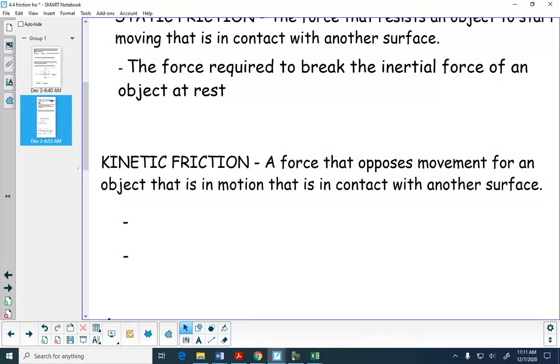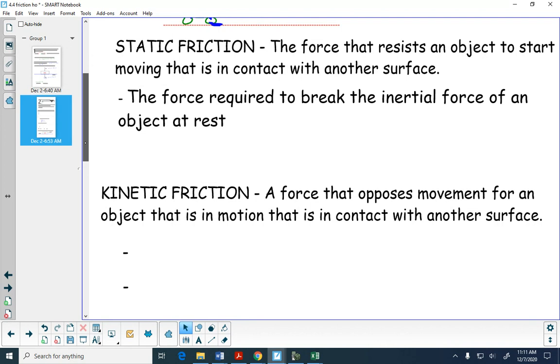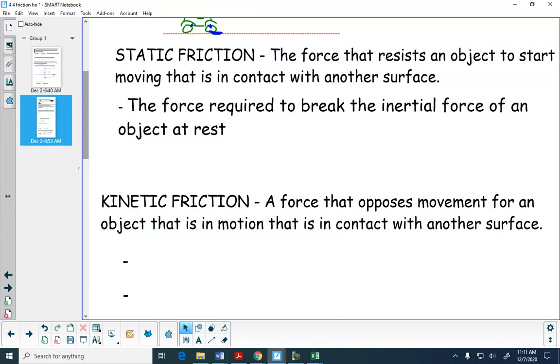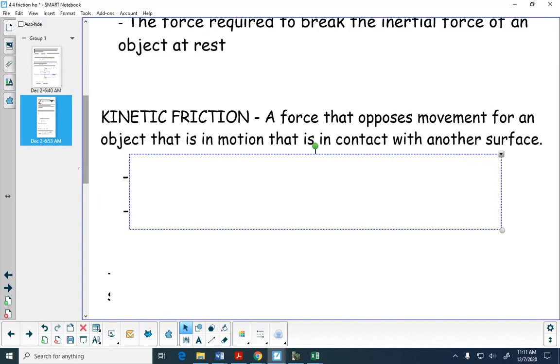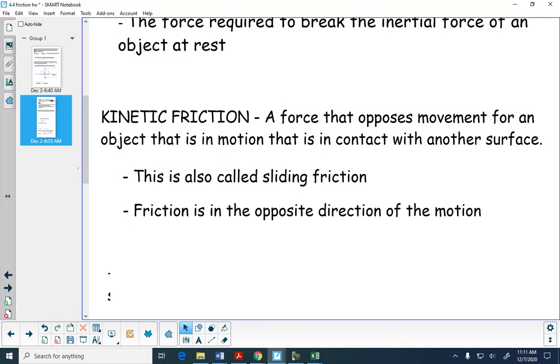So you have static friction, which is the force required to break an object that is at rest. And the kinetic friction is a force that opposes the movement of an object that's in motion, in contact with another surface. Sometimes this is called sliding friction.